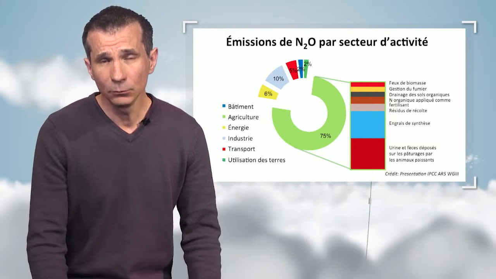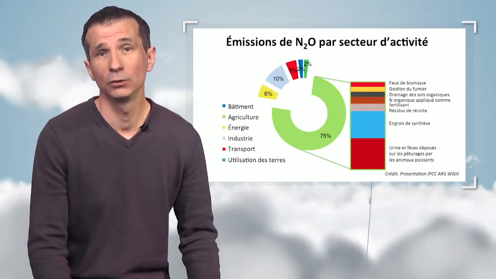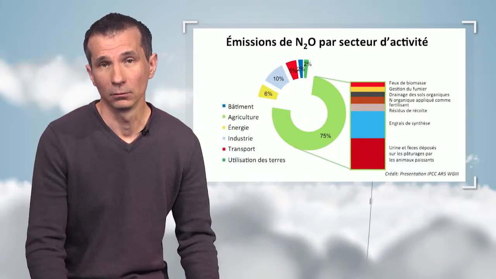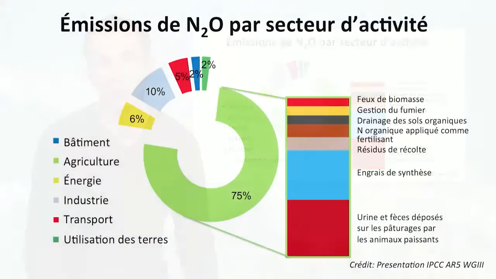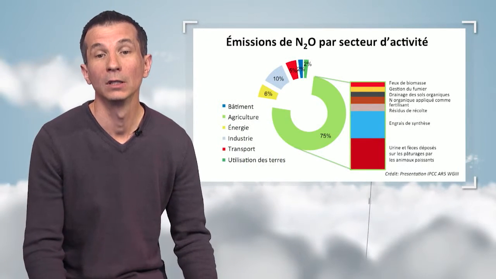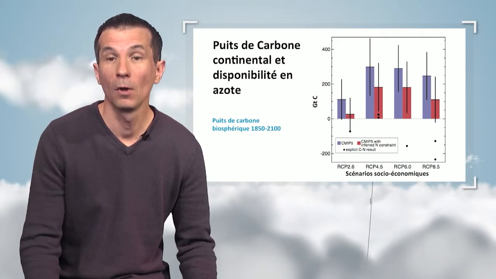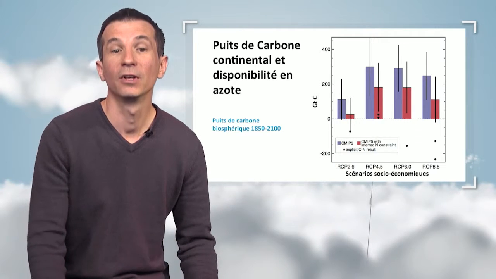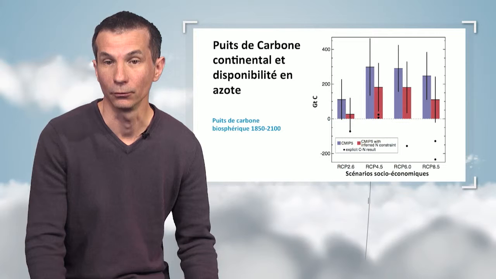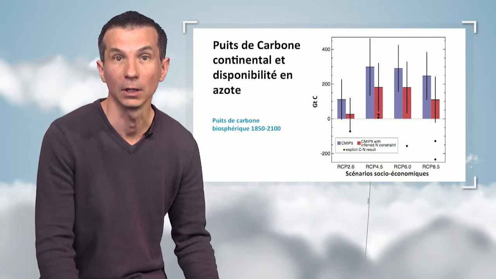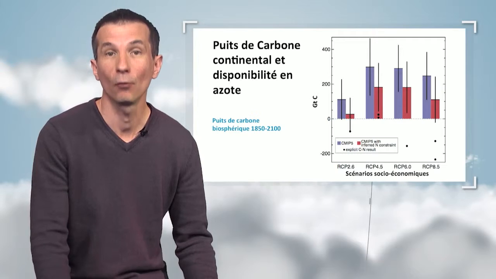Now, the most recent review of the situation provided an estimate according to which 75% of N2O emissions come from agriculture and the rest from other activities such as energy, transport, building. In total, 7 teragrams of nitrogen per year of emissions, 3 gigatons equivalent of CO2. Increase of reactive nitrogen in the environment has had other effects than just warming the climate or increasing the tropospheric ozone and CO2 concentrations. There are also cooling effects.